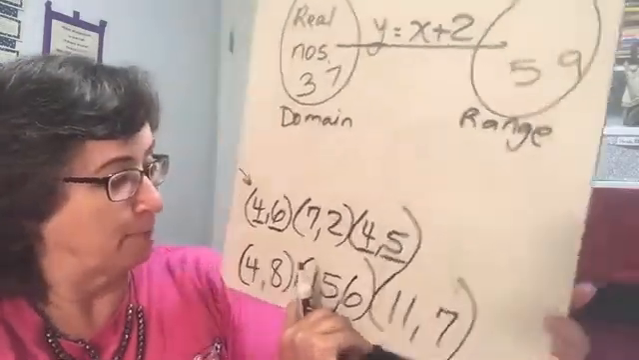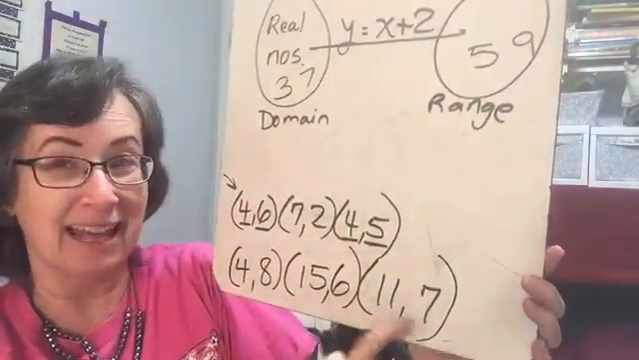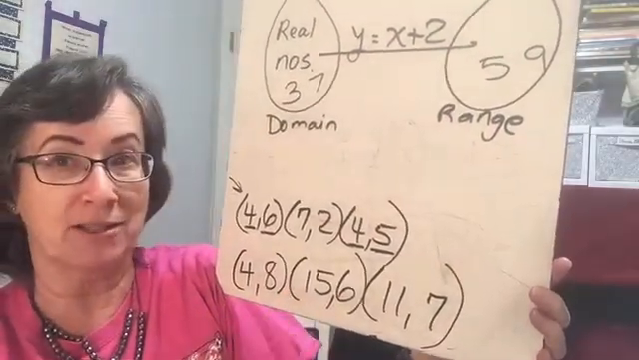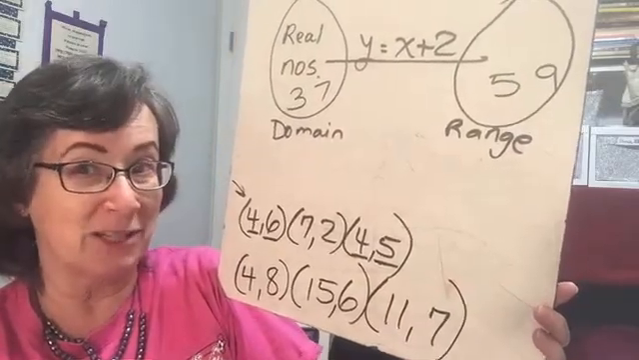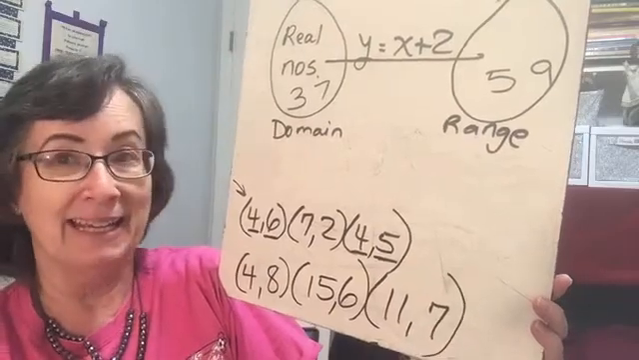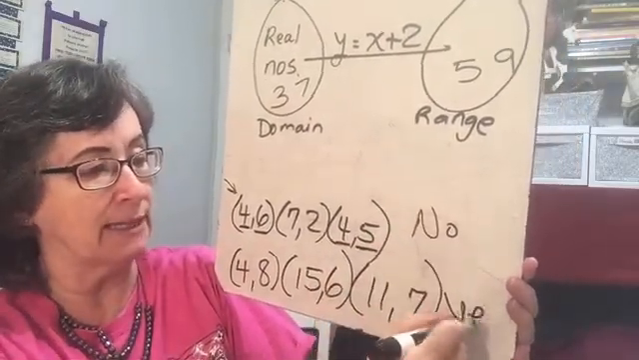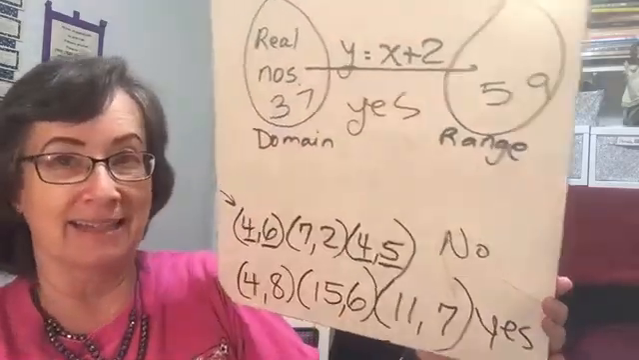Functions are fair. Okay, 4, 8, 15, 6, 11, 7. Notice that all of my inputs are unique. Therefore, there's no indication that one input goes to more than one output, and it is a function. So this one would be no, this one would be yes, and this one up here is a yes.